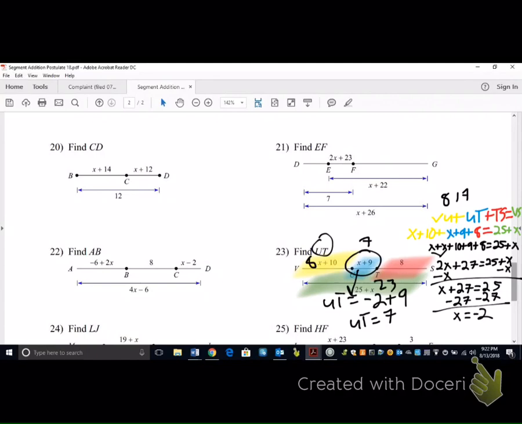Check everything out. 8 plus 7 plus 8 equals 23. Sure does. 8 plus 8 is 16, and 16 plus 7 is 23.